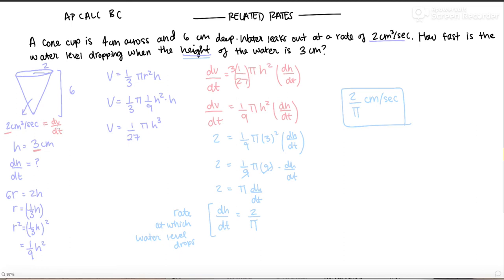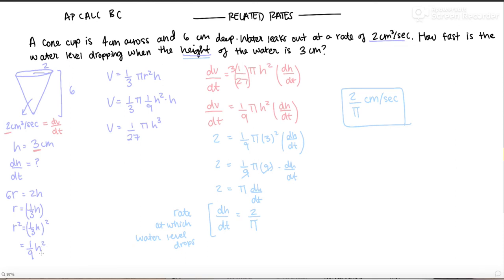And how did we know that was the dV over dt? Well, that was because it's 2 centimeters cubed over second, so that represents a change in volume over time. So we know that we could plug that in after. Now we want to solve for dh over dt because the question is asking how fast is the water level dropping. So that's going to be the height of the water. And then, since we have our r equals 2 and h equals 6, we can rewrite the radius in terms of the height. So we have r squared equals 1/9 h squared.